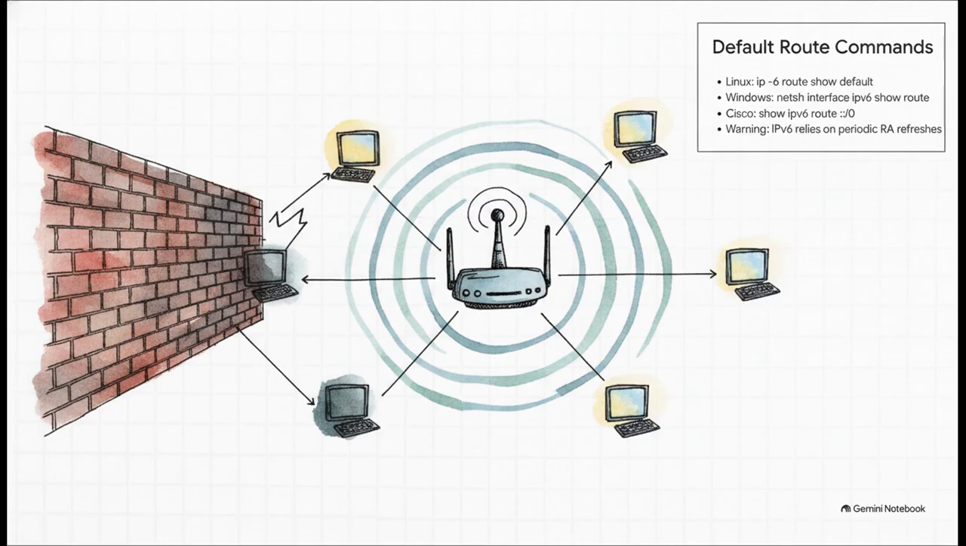If your router stops sending these periodic RAs, or say a switch blocks them, your hosts will just silently lose their default route. You have to use specific OS commands now to verify if your host actually has a path out. So on Linux, you'd use ip -6 route show default. Windows and Cisco have their own equivalents. The key takeaway here: don't look for a DHCP gateway, look for the route.